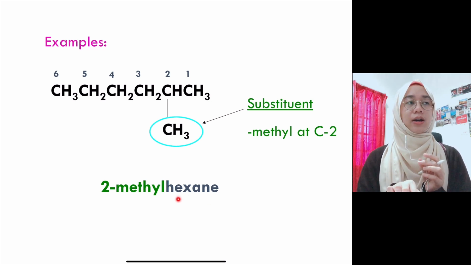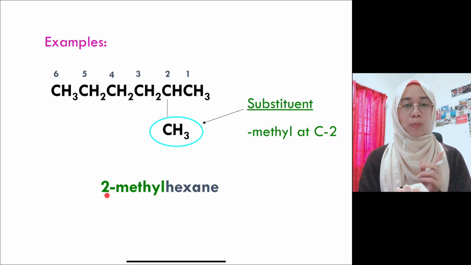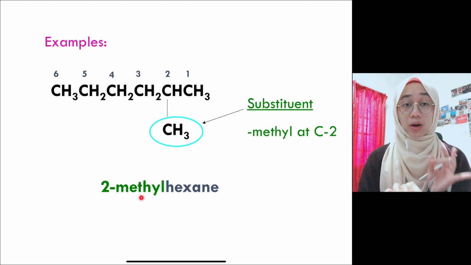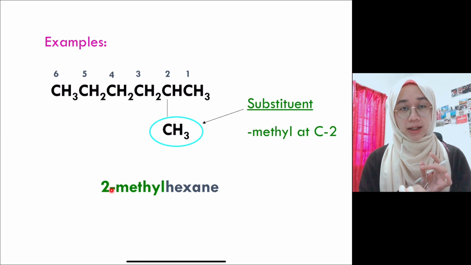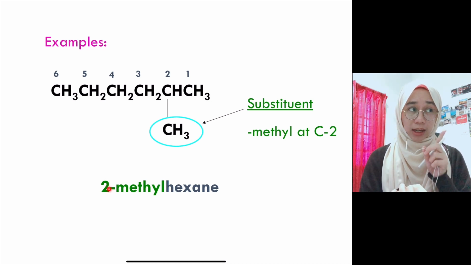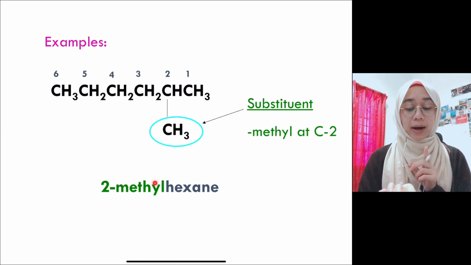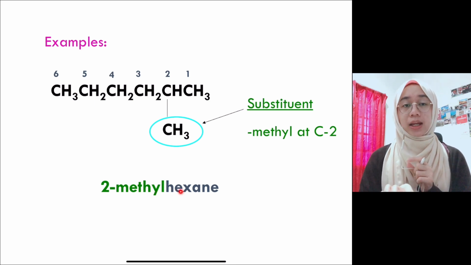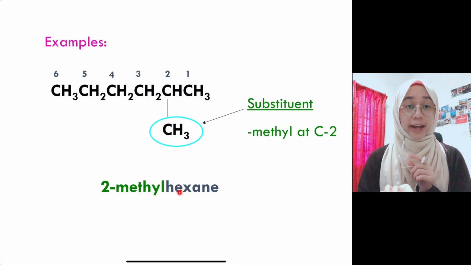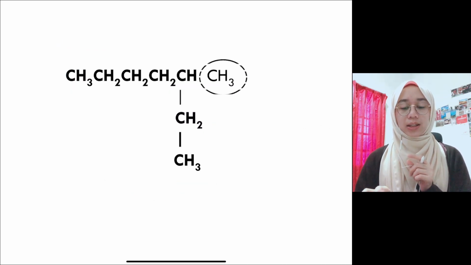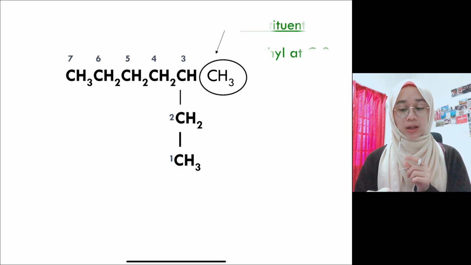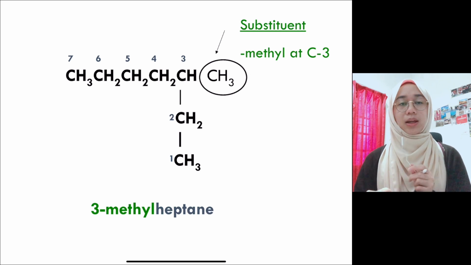Okay, bear in mind antara nombor dengan huruf ataupun nombor dengan nama, dia kena sentiasa dipisahkan dengan dash. Tapi antara nama dengan nama, as you can see, methyl hexane ni tak perlu pun ada dash. Kamu boleh sambung je terus. So in this case pula, your substituent terletak dekat carbon number 3. Therefore this one is what we call 3-methyl heptane.